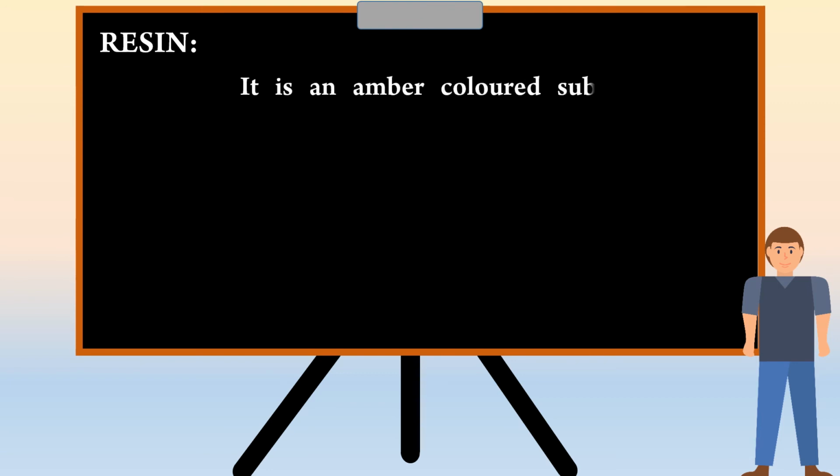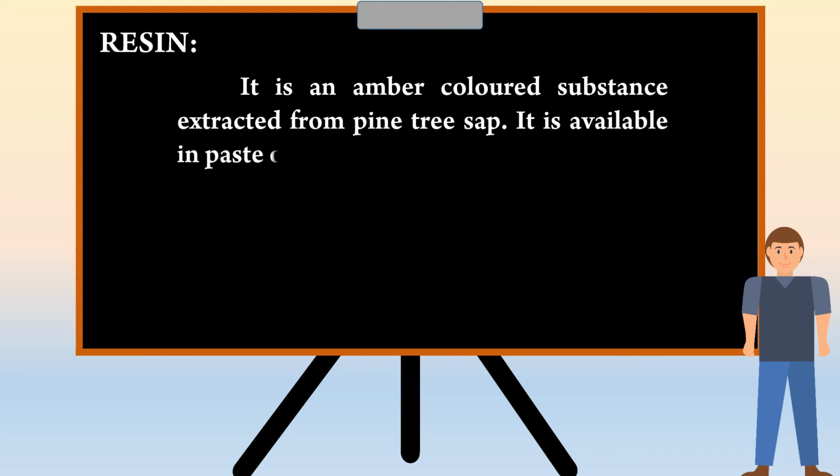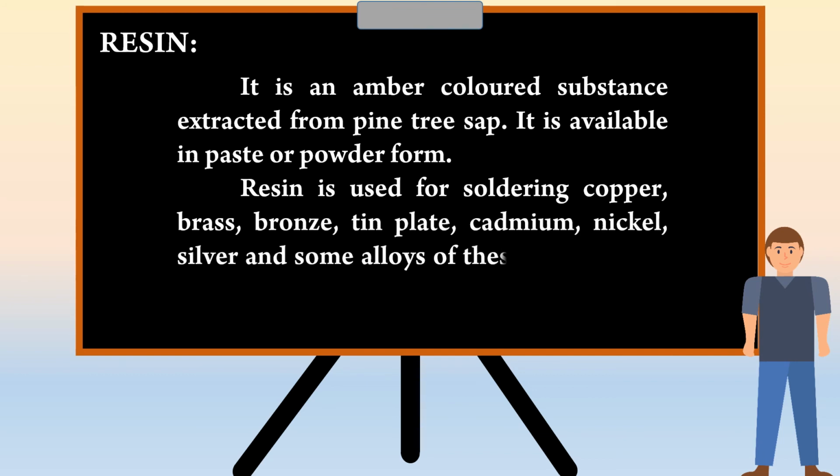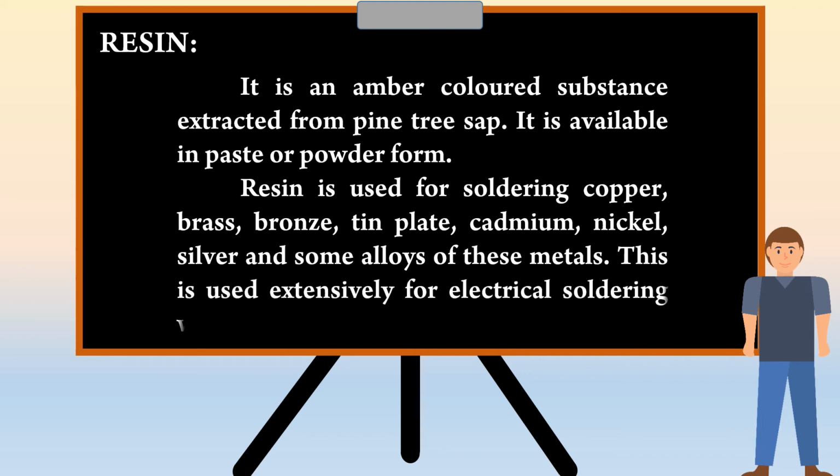First, we are going to see the definition of resin. It is an umber-colored substance extracted from pine tree sap. It is available in paste or powder form. Resin is used for soldering copper, brass, bronze, tin plate, cadmium, nickel, silver, and some alloys of these metals. This is used extensively for electrical soldering work.